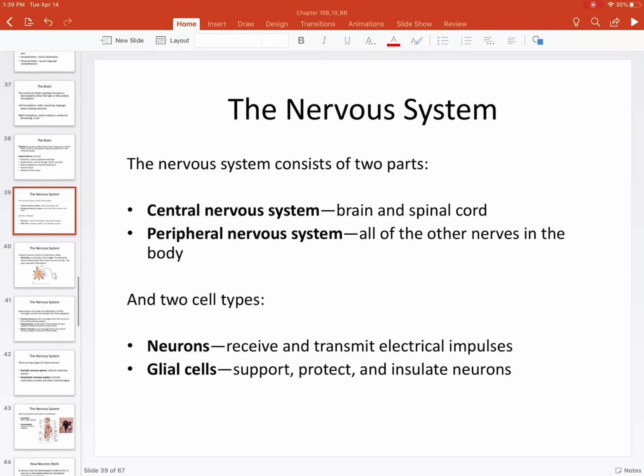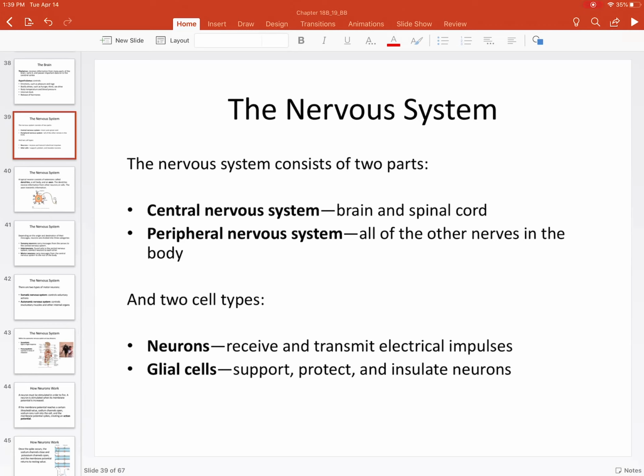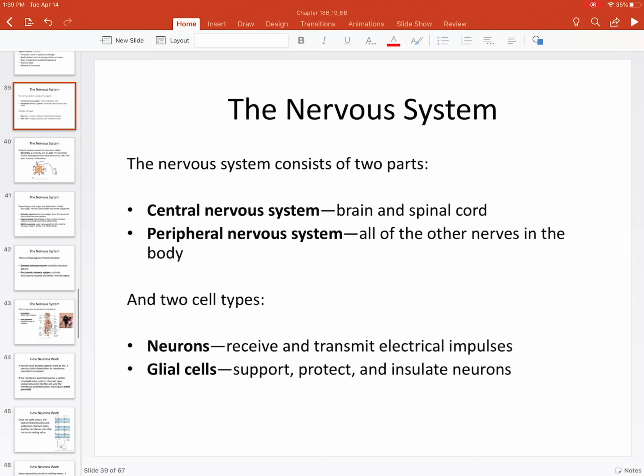Now, in your nervous system, you have two types of cells, the neurons and the glial cells. The neurons receive and transmit electrical impulses, so they are like the highway that your information goes down. They're the ones transmitting the information. Your glial cells support, protect, and insulate the neurons.